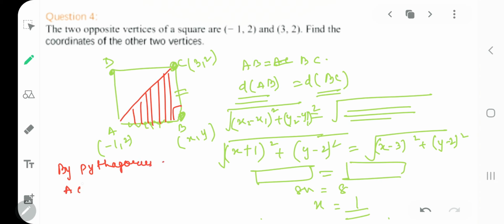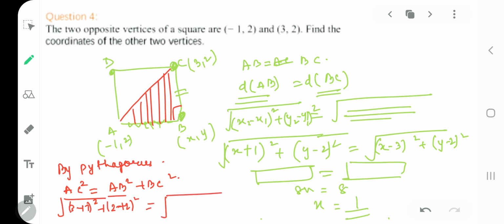It will go AC square is equal to AB square plus BC square. Am I correct? From there, AC square, you will get 3 minus 1. That will make 3 plus 1 the whole square plus 2 plus 2 the whole square is equal to AB square, you will get x plus 1 the whole square plus y minus 2 the whole square. Okay, and this is a formula, you have to make square also.